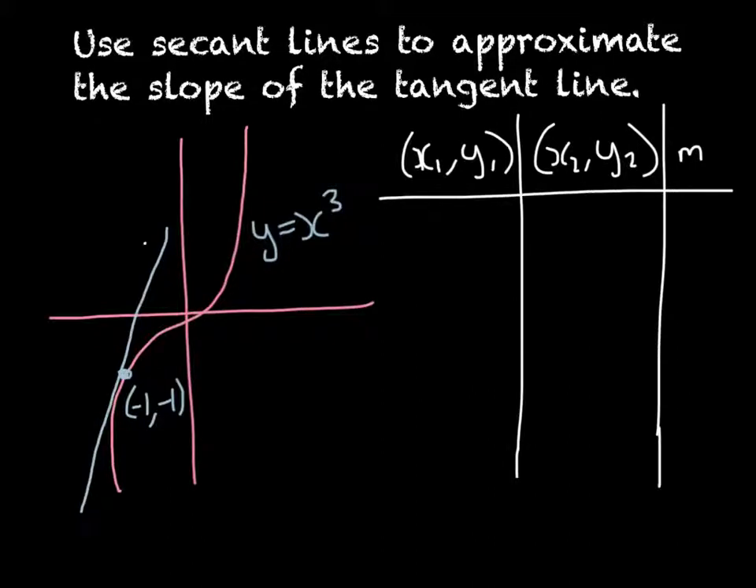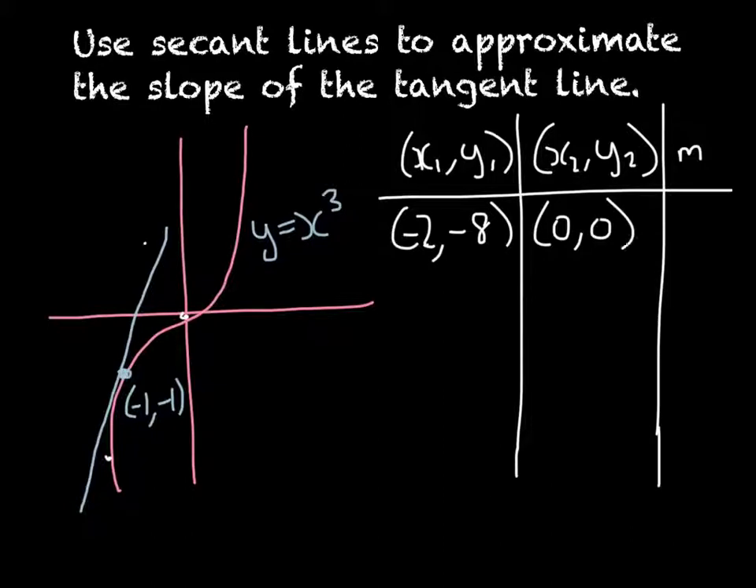Okay, so we can start out by choosing points that are pretty far away from -1, -1. So let's say that we choose -2 and 0, 0. So if we plug in -2, we'll get -8 for y, then 0, 0, and this would give us a slope of 4. What if we move our points in a bit closer? So let's try -1.5 and -0.5.